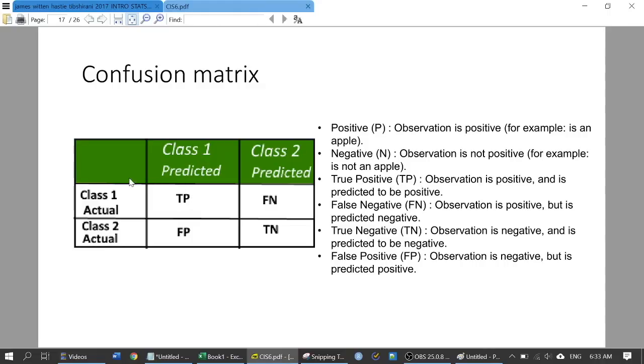Okay, and if the actual value for this observation is class 1, but from the model you predict it to be class 2, then this is a false negative. And if the actual value for this observation belongs to the second class, and you classified it as belonging to the first class, then this is a false positive. And this one, if you correctly classify class 2 as class 2, this is a true negative.